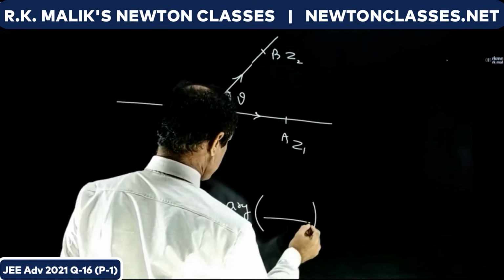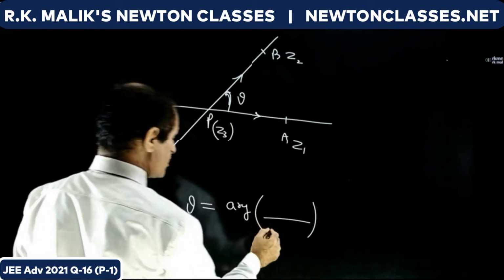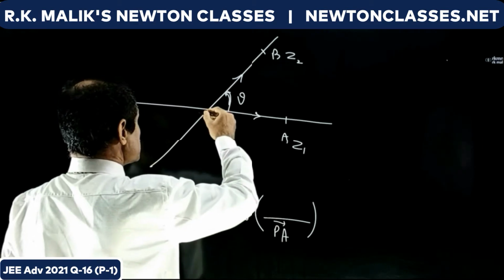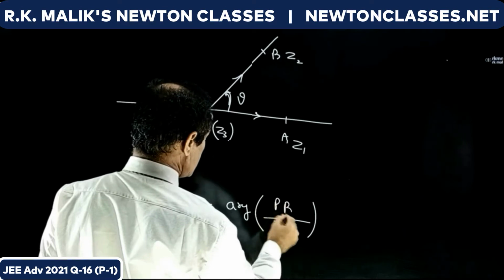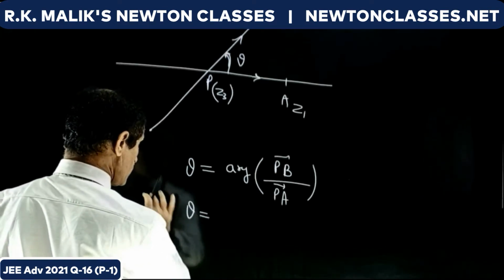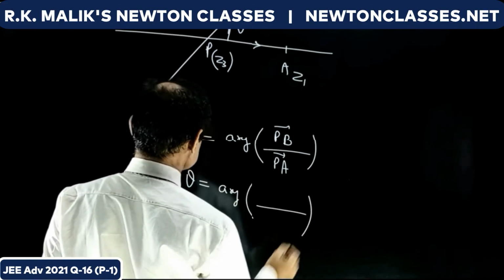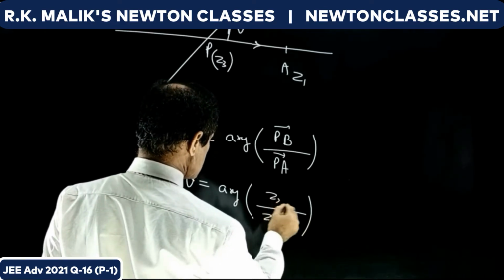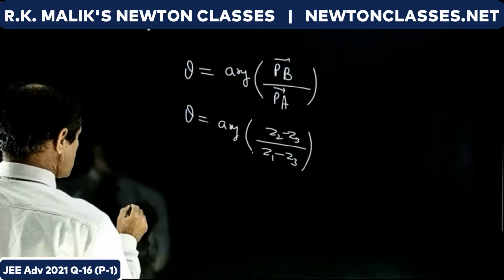argument of, where the angle is starting, that vector is to be written in the denominator, and the vector where the angle is ending, that vector is to be written in the numerator. That is, theta is equal to argument of (z1 minus z3) upon (z2 minus z3).